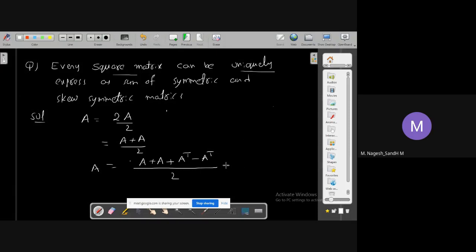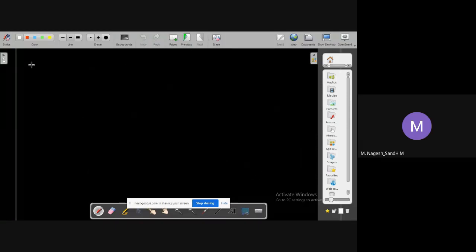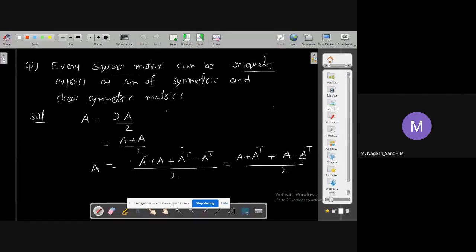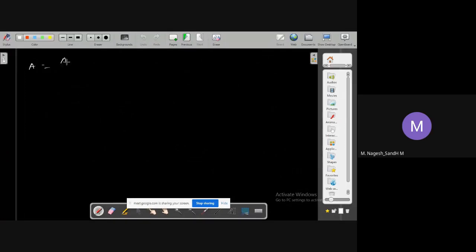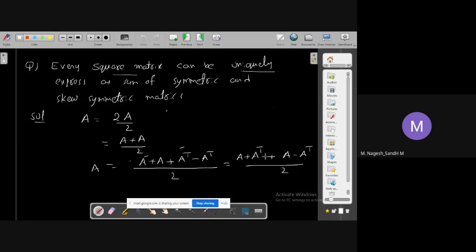So therefore A is written as A plus A transpose minus A transpose, all by 2. Now I'm grouping A plus A transpose, next A minus A transpose, by 2. So A is equal to A plus A transpose by 2, plus A minus A transpose by 2. Isn't the denominator 2 there? I'm separating this one by 2 and this one by 2.